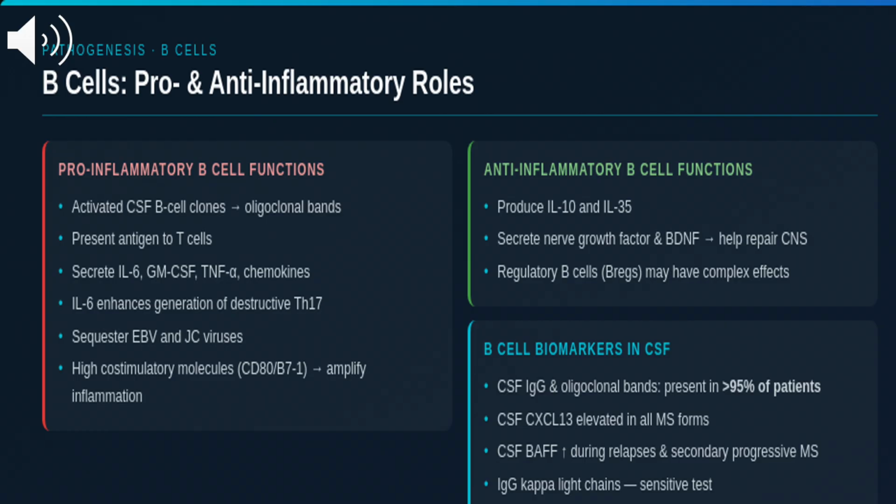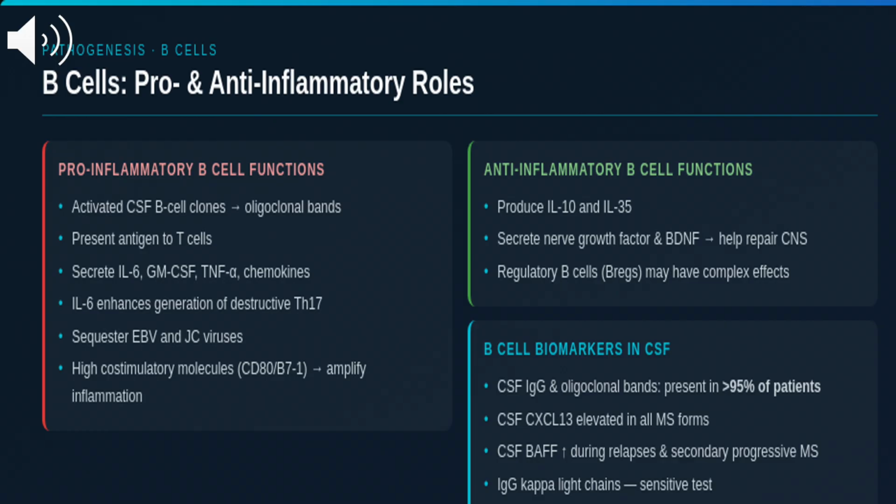B cells have emerged as central players in MS pathogenesis, and their biology is considerably more complex than simply producing antibodies that attack myelin. In fact, the remarkable clinical success of anti-B cell therapies like ocrelizumab has paradoxically clarified how multifaceted B cell involvement truly is.